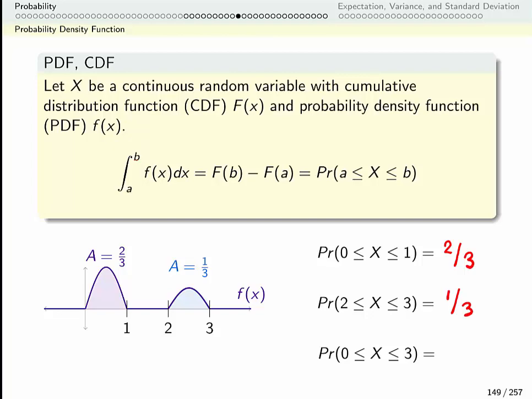And the odds of being between 0 and 3 are exactly the area under the curve from 0 to 3. So let's look here. 0 to 3 is under here. I've got an area of 2/3 here, plus an area of 0 here, plus an area of 1/3 here, so altogether that is 1. So this tells us that whatever this random process is, it always gives us numbers between 0 and 3. In fact, it always gives us numbers between 0 and 1 or 2 and 3, never any numbers between 1 and 2.